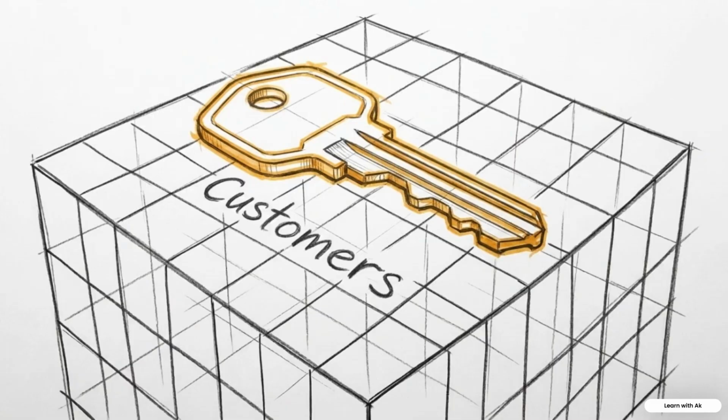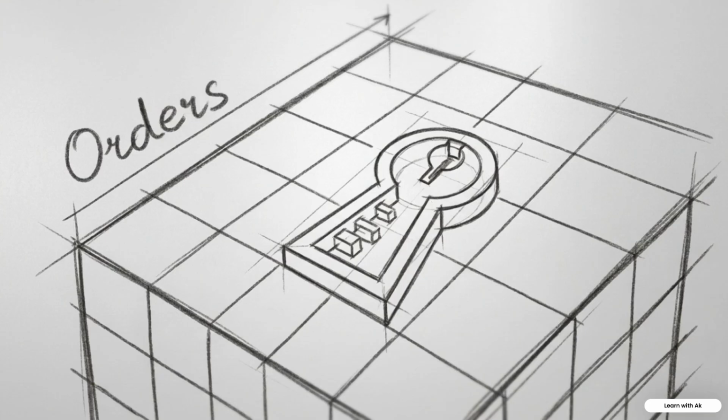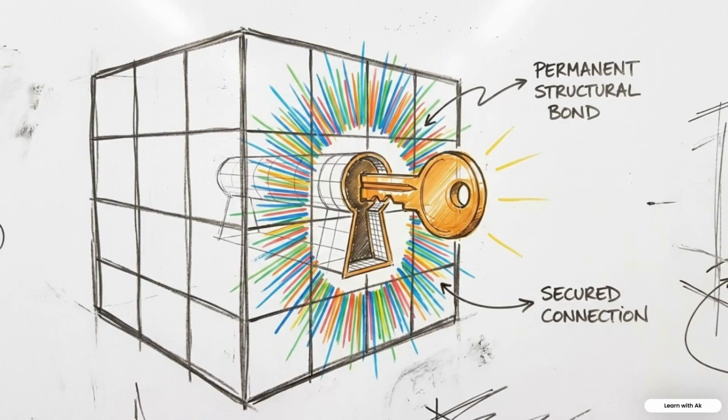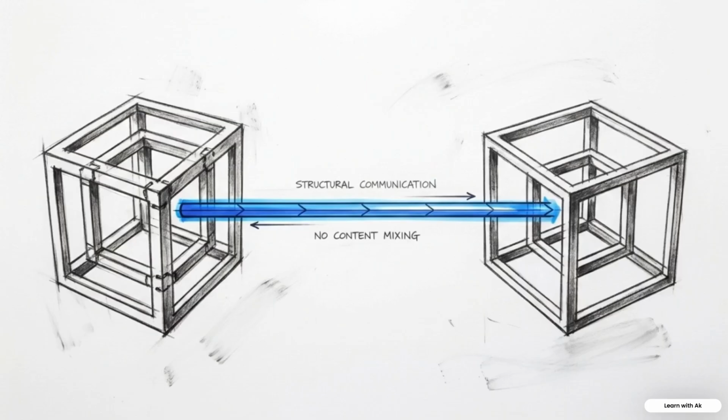In database terminology, the original ID in the customers table is a primary key. The structural pointer in the orders table is a foreign key. Together, they create a permanent structural bond. Allowing independent data entities to dynamically communicate solves the redundancy problem entirely.